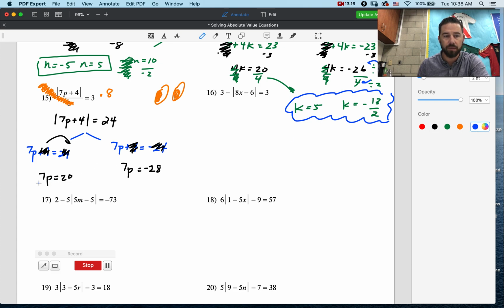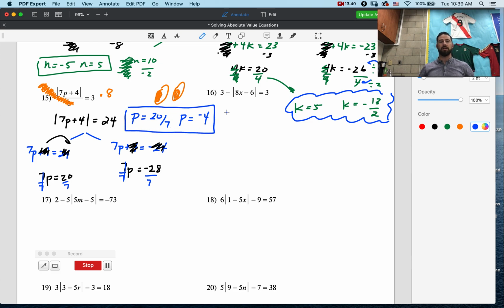Divide by 7. Divide by 7. And what we get is p equals 20 over 7, which is fine. And we also get p equals, this guy's negative 4. He's clean. 20 over 7 is not clean, but negative 4 is definitely clean. Okay? Looking good, looking good.